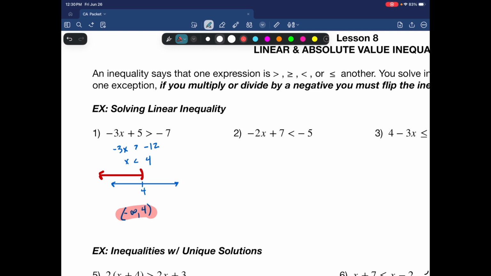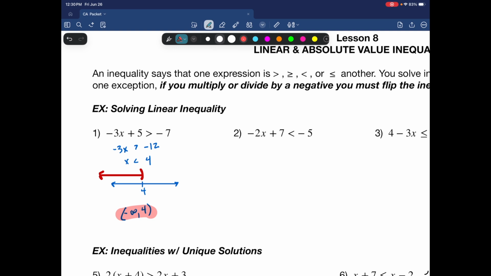And then a parentheses always goes on infinity. Whether it's positive or negative, you always use parentheses on infinity, because infinity is a concept. It's a number that is always getting bigger or always getting smaller. You never actually get there. So it's hard to say this is where it is, because it just keeps going.